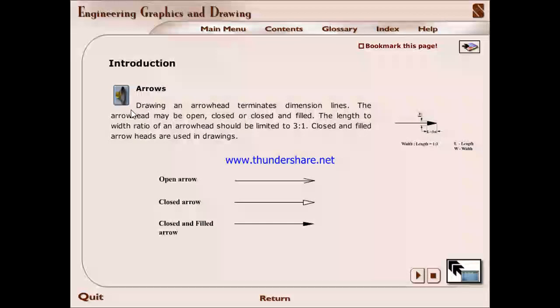Now we will discuss finally the arrow. Drawing an arrowhead terminates dimension lines. The arrowhead may be open, closed or closed and filled. The length to width ratio of an arrowhead should be limited to 3:1. Closed and filled arrowheads are used in drawing.